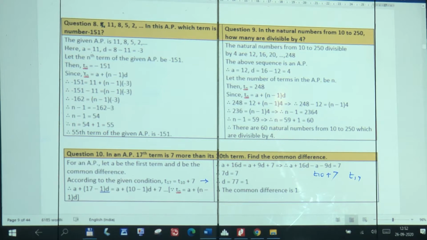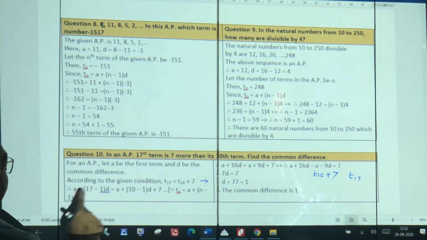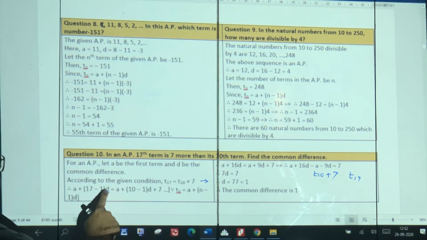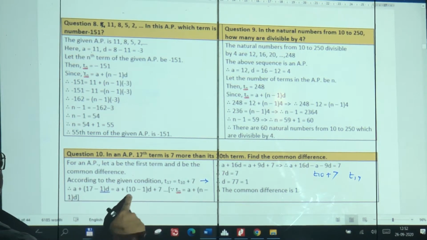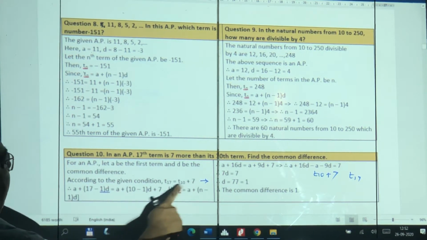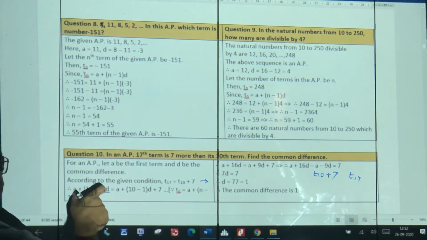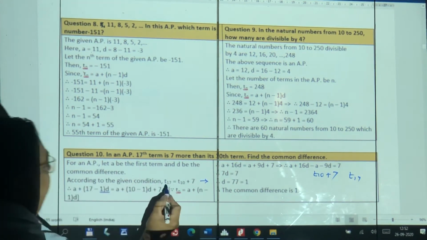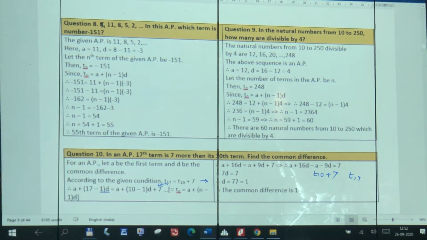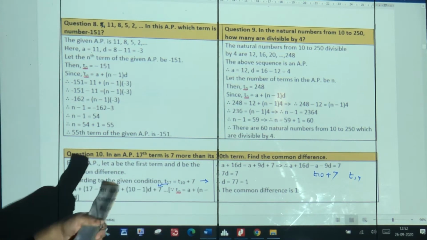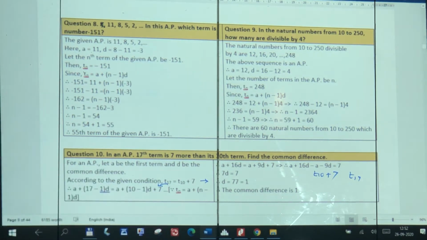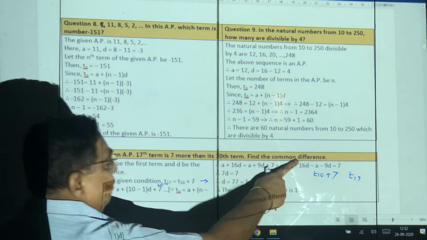Second, I will substitute for t17, a plus n minus 1d, is equal to, I will substitute for the 10th term, a plus n minus 1d, and I will add plus 7. So this is equal to this plus this. I substitute the formula, and when I solve, a gets cancelled, I get d. They asked me d, they didn't ask me to find the term. Don't waste your life. Only the difference was asked.